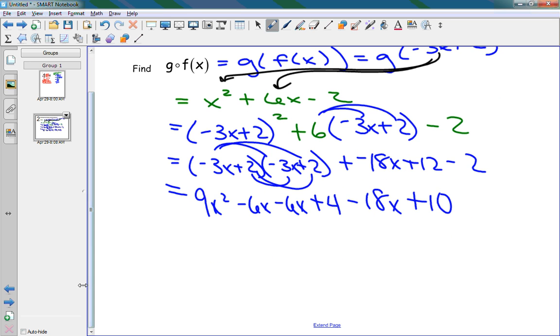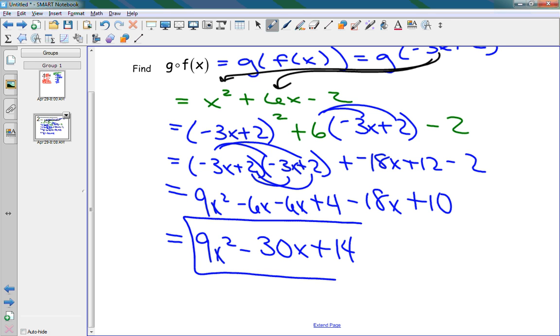I'm going to combine like terms. So that gives me 9x squared. This is negative 6 and negative 6 is negative 12. And what's negative 18 and negative 12? Negative 30x. And what's 4 plus 10? 14. Do we understand that?